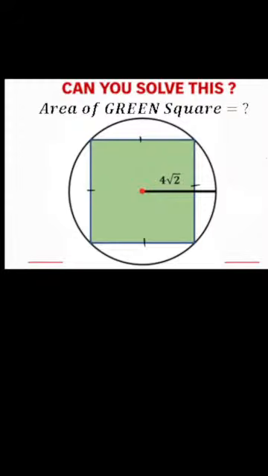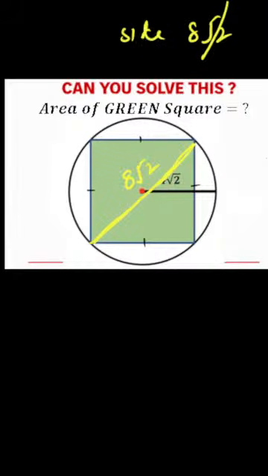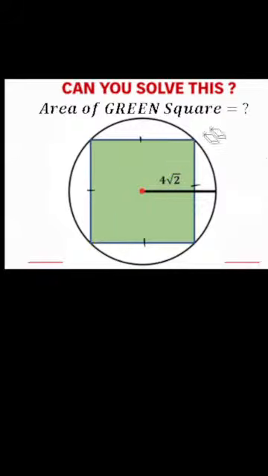So the diameter is going to be 8 root 2. Now if I draw the diagonal, it is also nothing but the diameter, right? So diameter is 8 root 2. So that means the diagonal is 8 root 2, correct? We know the formula for the diagonal of a square is root 2 times the side, and it is 8 root 2. Root 2 will get cancelled. We get the square side already, right? Side is 8. So the area is going to be side square, which is 8 square. 8 square is 64. 64 is the correct answer, guys.